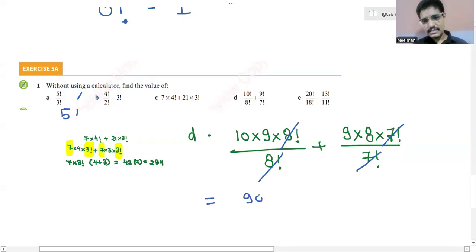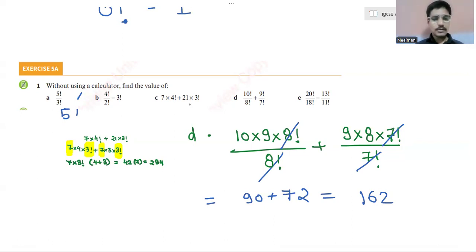So it's 90 plus 8 into 9, which is 72. You're left with 162. That's it for now. And talking about the last one.